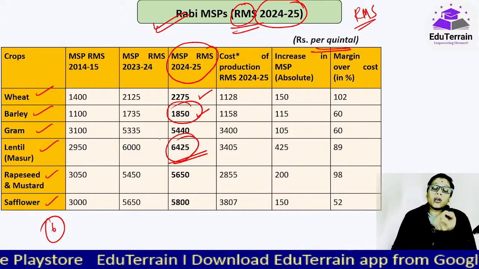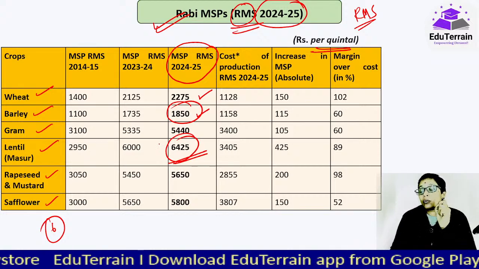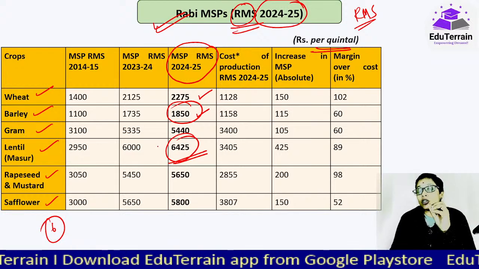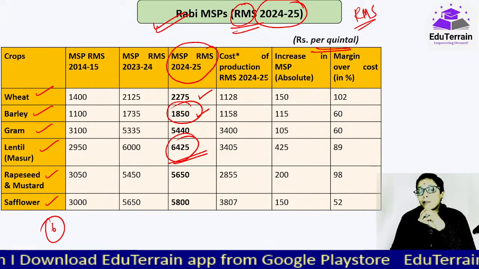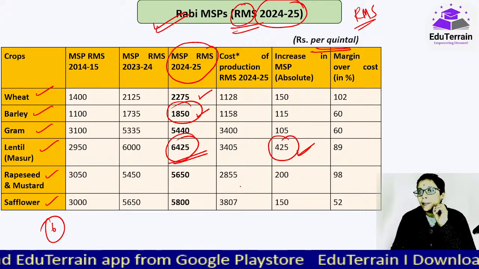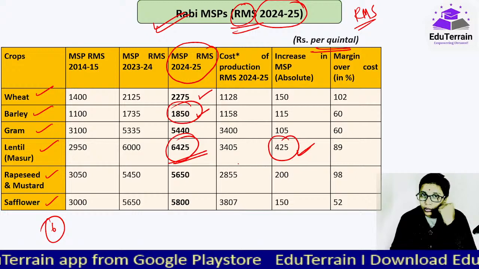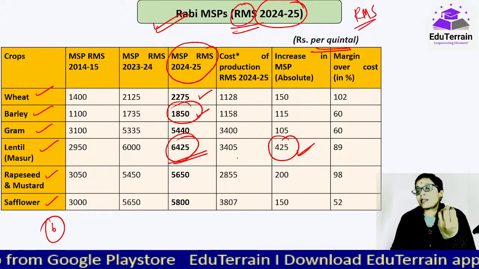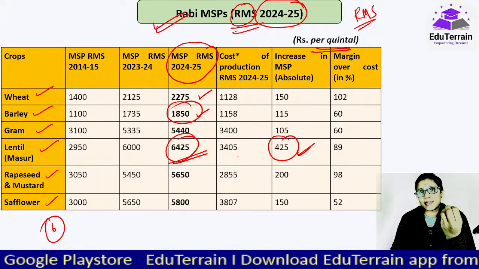And they can also ask you which of the following crops has received the highest absolute increase in MSP, and as you can see here, highest absolute increase, it is for lentil again. Or one more kind of question, the fourth kind of question that you can get is which of the following crops has received the highest margin over cost.